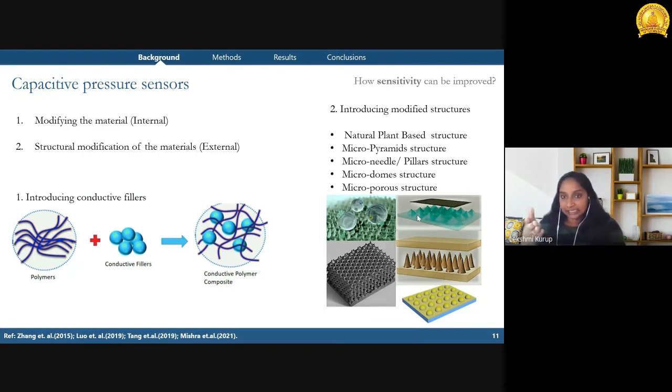Similarly, for micro needles, micro domes, and micro porous structures. In micro porous structures, there would be pores within the material. These micro pores would be empty spaces within the material, and these pores would be filled with air. So as air is present within the material, the dielectric property changes, and this enhances the sensitivity.